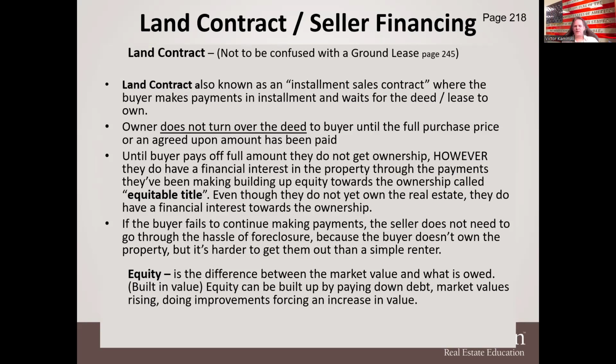Title means ownership. Equity is a built-in value of sorts. So even though they don't own the real estate, they do have a financial interest in that property towards the ownership of it. So if the buyer fails to continue making payments, the seller does not need to go through the hassle of foreclosure because the buyer doesn't own the property. So it's easier to get them out than through foreclosure, harder to get them out than a renter. Now, why would anybody do this?